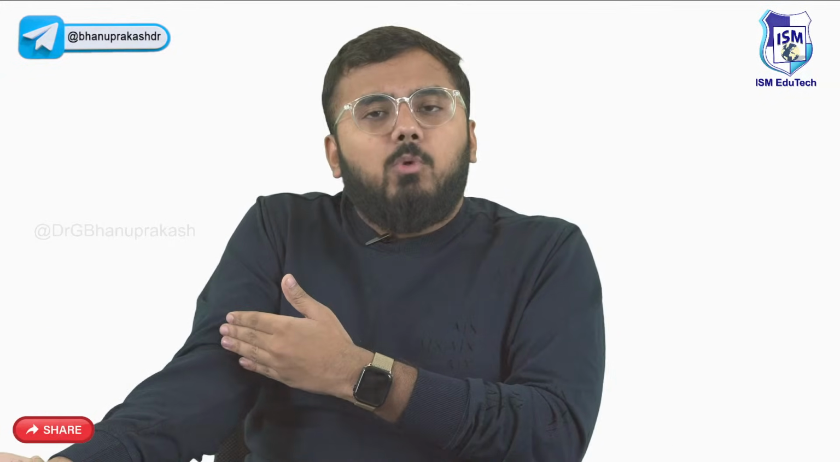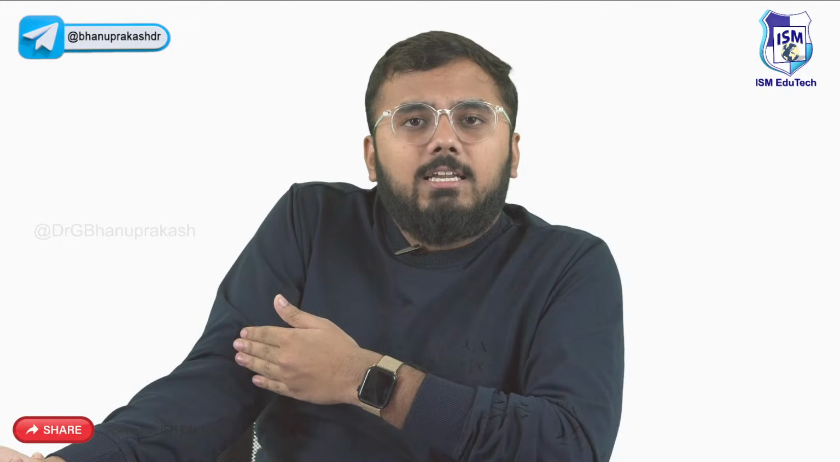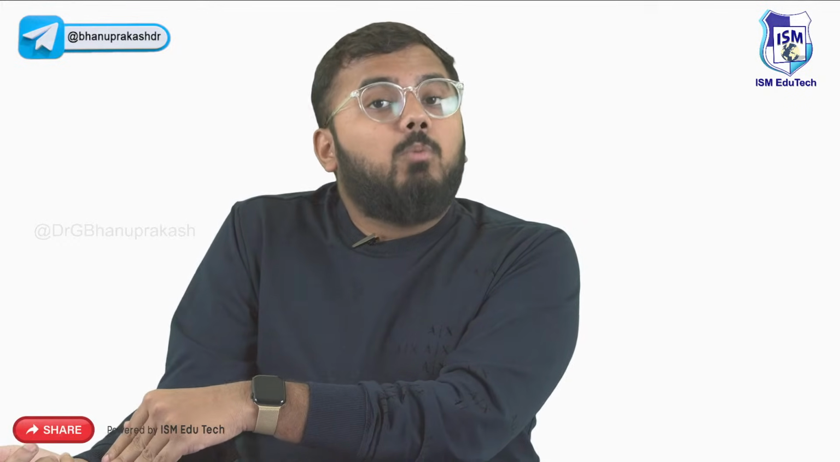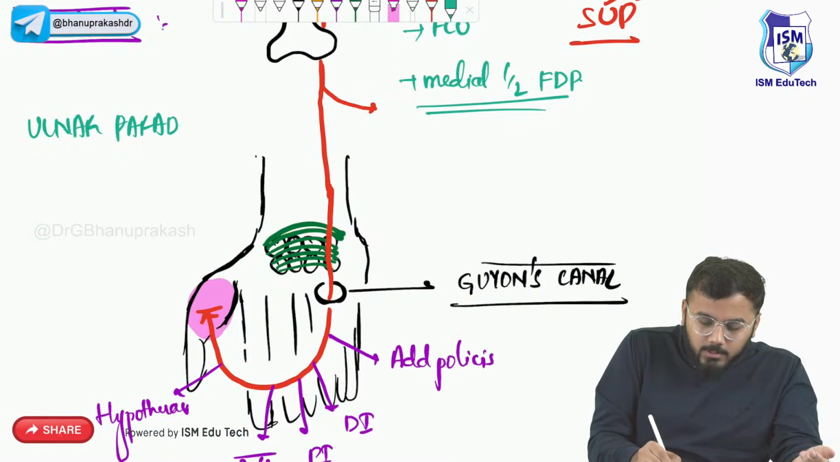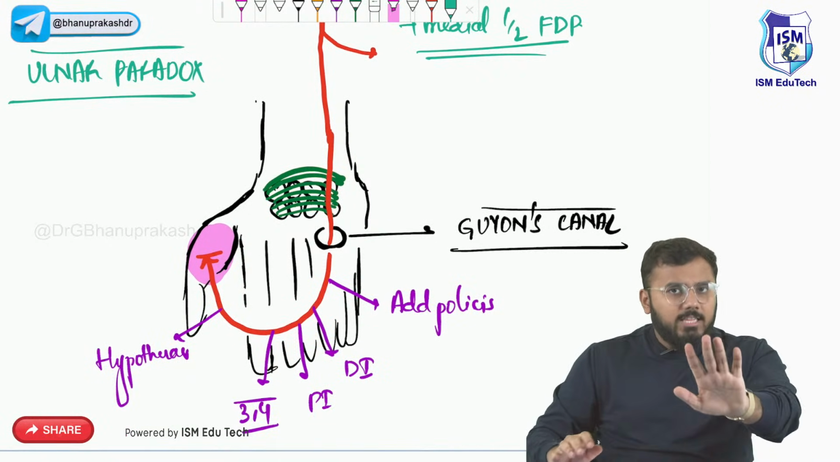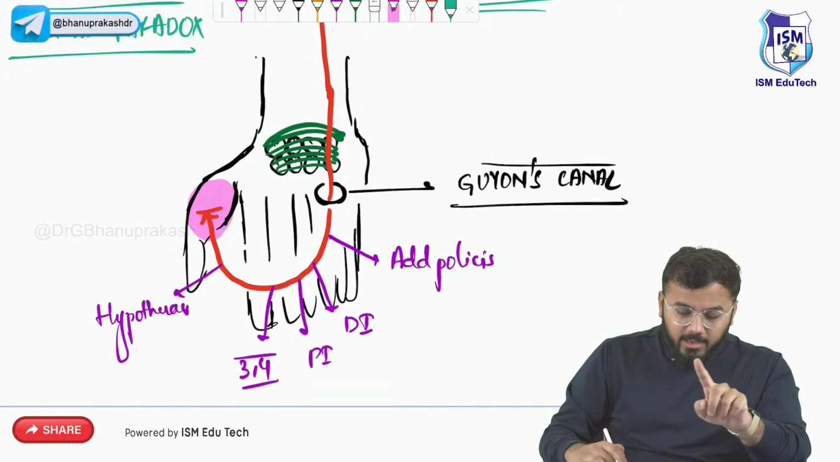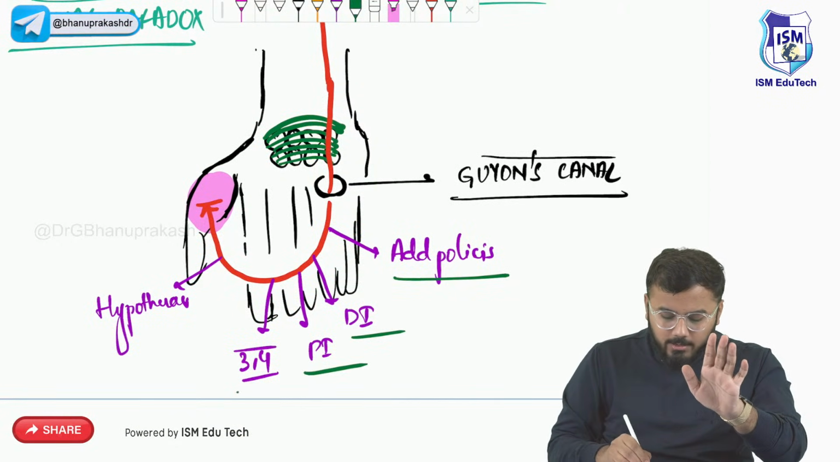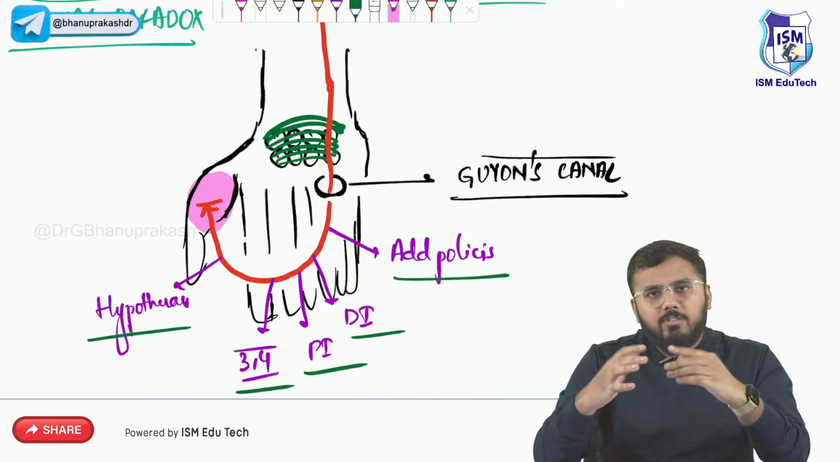So upper one should be more injured. Upper one should result in more severe damage, but it will result in less severe damage. Lower one should result in less severe damage, but it will result in more severe damage. Now, what is the concept behind this ulnar paradox? Now listen very carefully, guys. One thing you know, if ulnar nerve is damaged, adductor pollicis, dorsal interossei, palmar interossei, 3-4 lumbricals, hypothenar, all of them stop working.